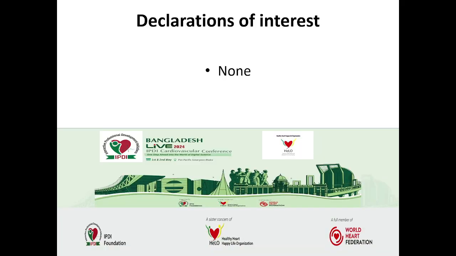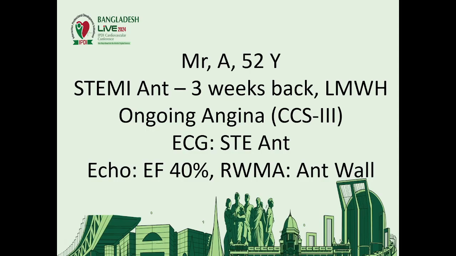Our patient was a 52-year-old male who had an anterior STEMI 3 weeks back and was only treated with low molecular weight heparin. He was having ongoing angina, CCS class 3. The ECG at that time showed ST elevation in the anterior leads. Echocardiography showed regional wall motion abnormalities and the ejection fraction was 40%.